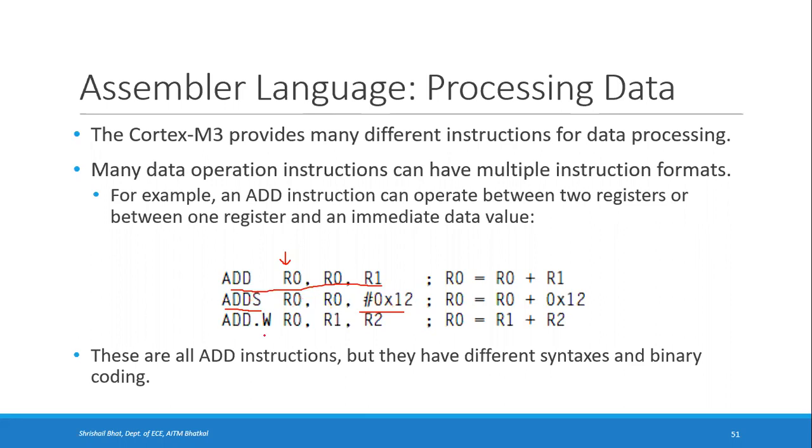Similarly, you can have a 32-bit instruction, ADD.W R0, R1, R2. Here R1 and R2 are added and the sum is stored in R0. Neither of the operands is the destination. In a 32-bit instruction, there can be a different register as the destination. So R0, R1, R2 means it will add R1 plus R2 and the sum will be stored in R0. All these are performing addition itself, but the syntaxes and their binary codes, that means the machine codes, for each of these are different.